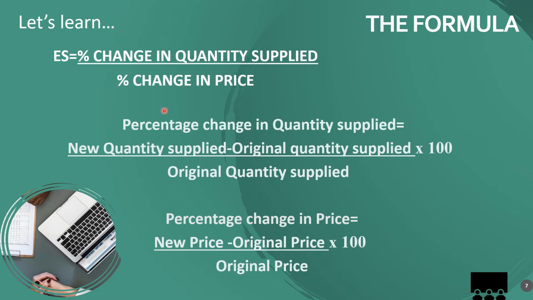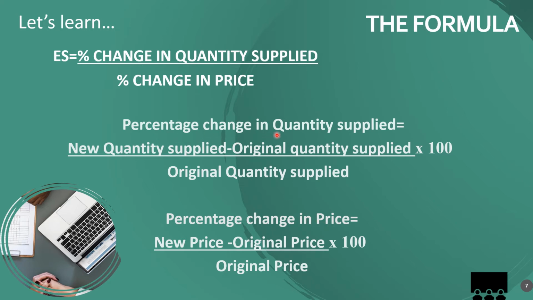Let's learn the formula again. Elasticity of supply is equal to percentage change in quantity supplied divided by percentage change in price. Now, if we are not given the percentage change in quantity supplied and percentage change in price, that means we have to find the percentage changes in quantity supplied and in price. So the formulas to find percentage change in quantity supplied and the percentage change in price are given here.